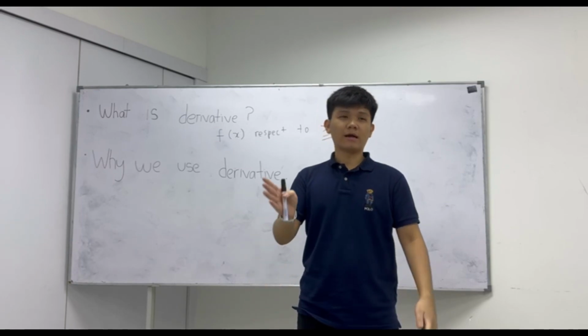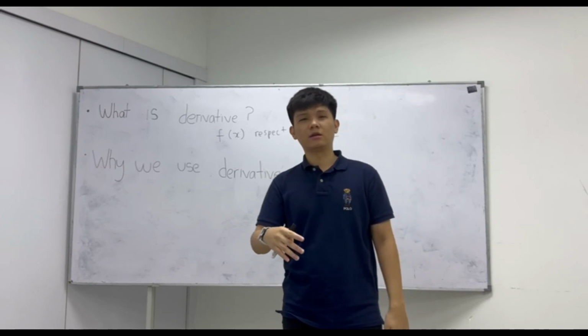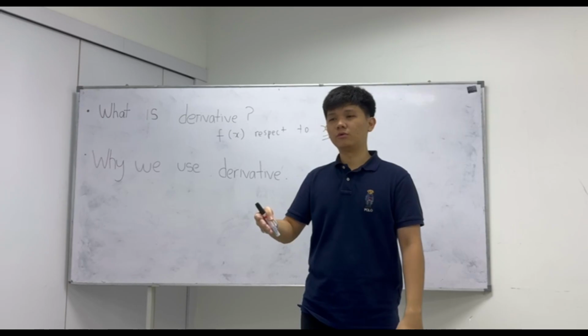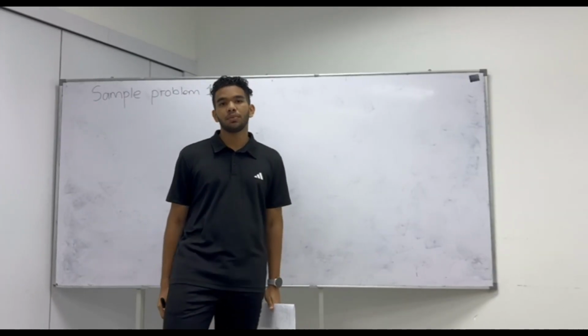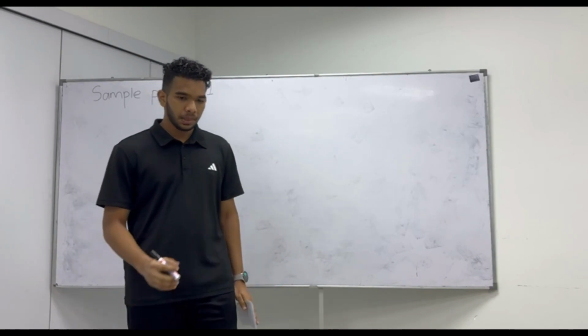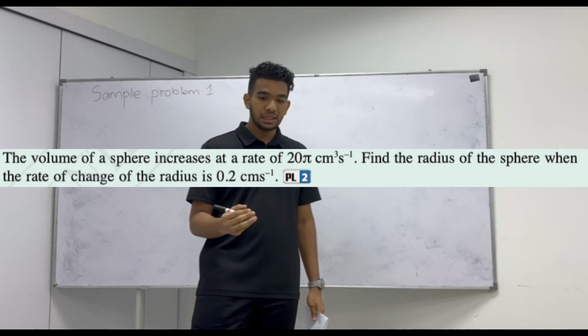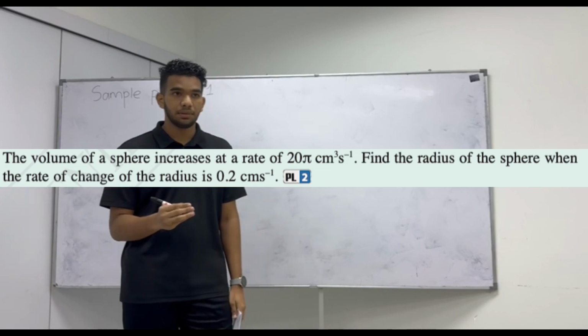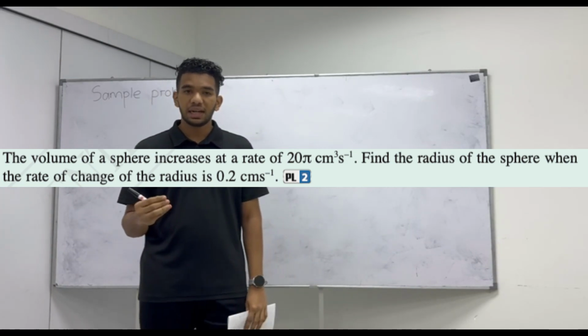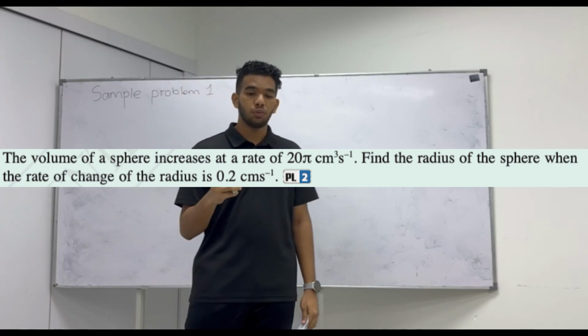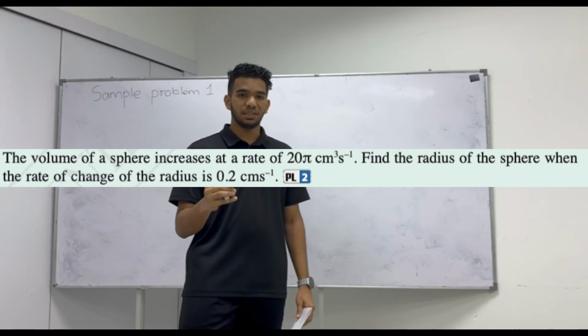I'm going to hand over to my colleague next, so they can give you a sample problem about derivatives. Thank you. So let's start with sample problem 1. Here's the question. The volume of a sphere increases at a rate of 25 cm³ per second. Find the radius of the sphere when the rate of change of the radius is 0.2 cm per second.